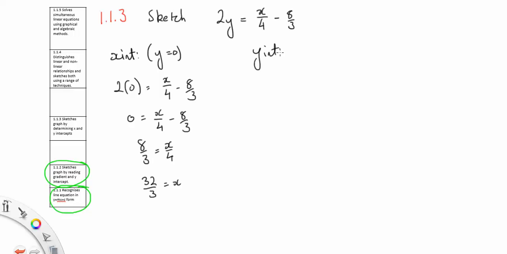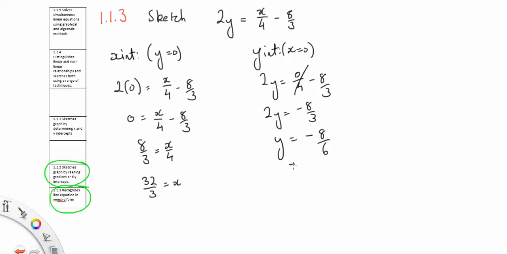To find the y-intercept, we make x equals 0. 2y equals 0 on 4 minus 8 on 3. That goes away. 2y is negative 8 on 3. Divide both sides by 2. You get y equals negative 8 on 6, which simplifies to negative 4 on 3. So you have 32 on 3, 0, and 0, negative 4 on 3.